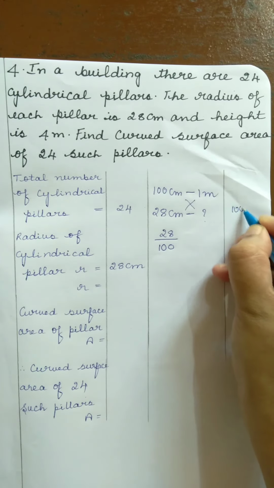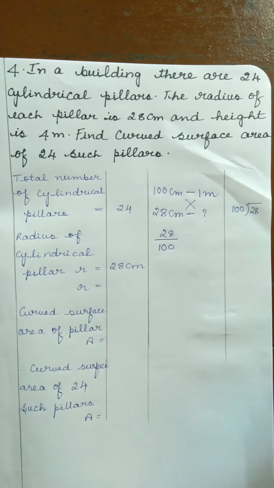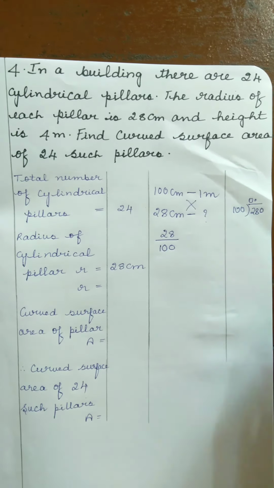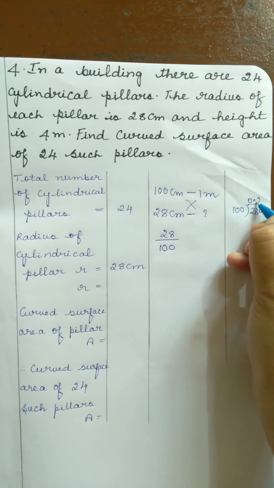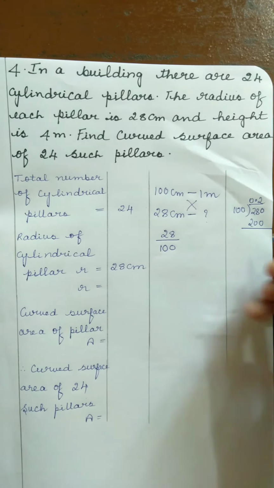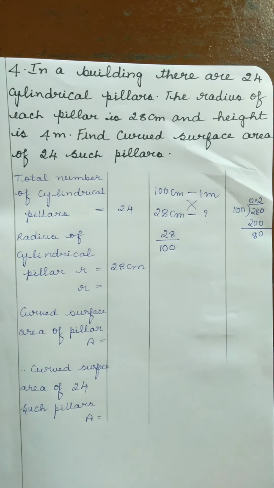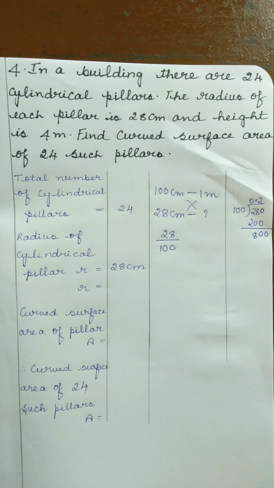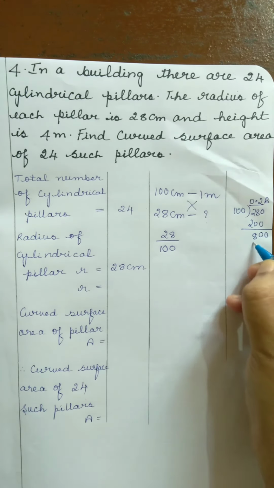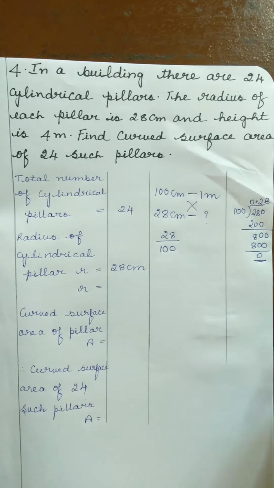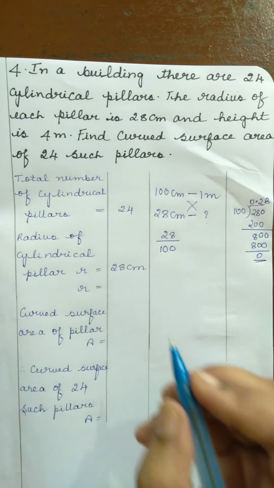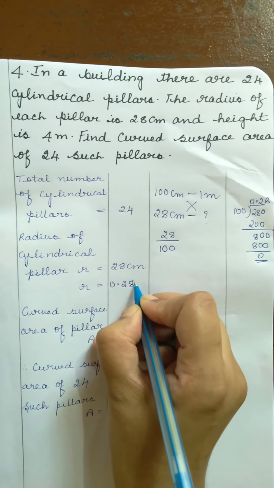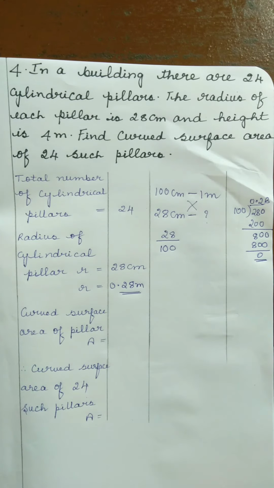Now, when you do the division, 28 is lesser than 100. So take 0 point and put here 0. We know that 100 twos are 200. So the value will be equal to 80. 80 is lesser than 100. So take 0. 100, how much are 800? 100 eights are 800. Therefore, the radius of the cylindrical pillar will be equal to 0.28 meter.